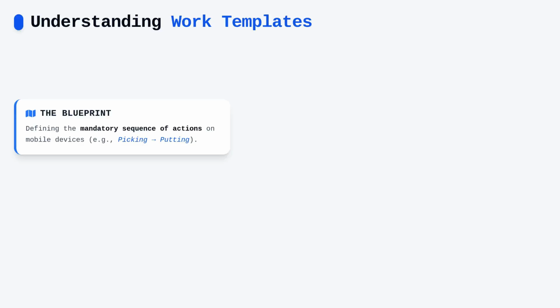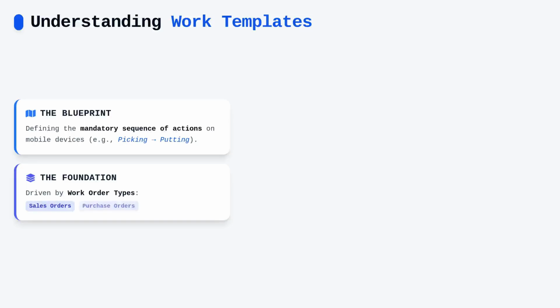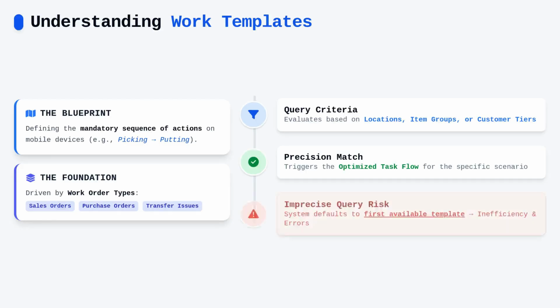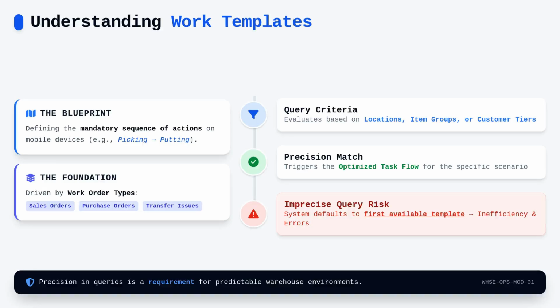You must define a work order type, which acts as the foundation of the template, such as sales orders, purchase orders, or transfer issues. The system evaluates these templates based on query criteria, which allows you to apply specific templates conditionally based on warehouse locations, item groups, or even specific customer tiers. If you do not define your query correctly, the system might default to the first template it finds, which can lead to inefficient task flow or errors in warehouse execution. Precision in these queries is not just a preference, it is a requirement for maintaining an orderly and predictable warehouse environment.